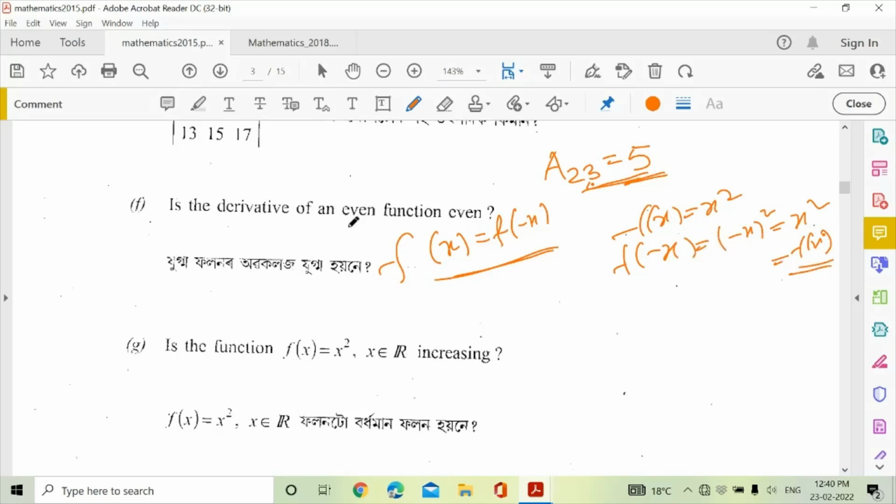The question is given: the derivative of an even function is always even. Is it true or false? For example, let us consider d/dx of x squared. What is the derivative? Twice x. Here f of x is equal to x squared. Now you have to check the derivative. Initially this one is an even function, it is known to you. Is the derivative of an even function even or not?